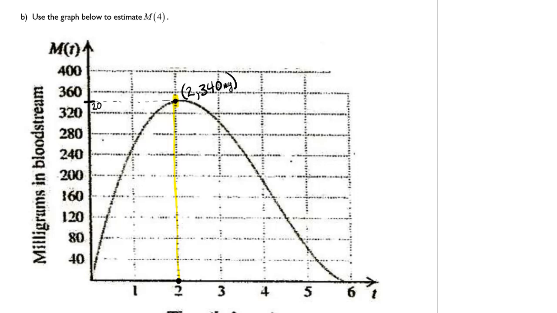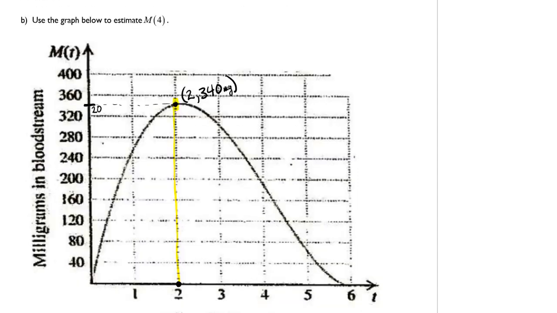So what this means is my input was time, my output was how many milligrams of ibuprofen are in my bloodstream at that time. Let's look at the next question. Use the graph below to estimate m of 4. Now, this is asking a very similar question. This is saying when 4 hours have passed, how much ibuprofen is in your bloodstream.